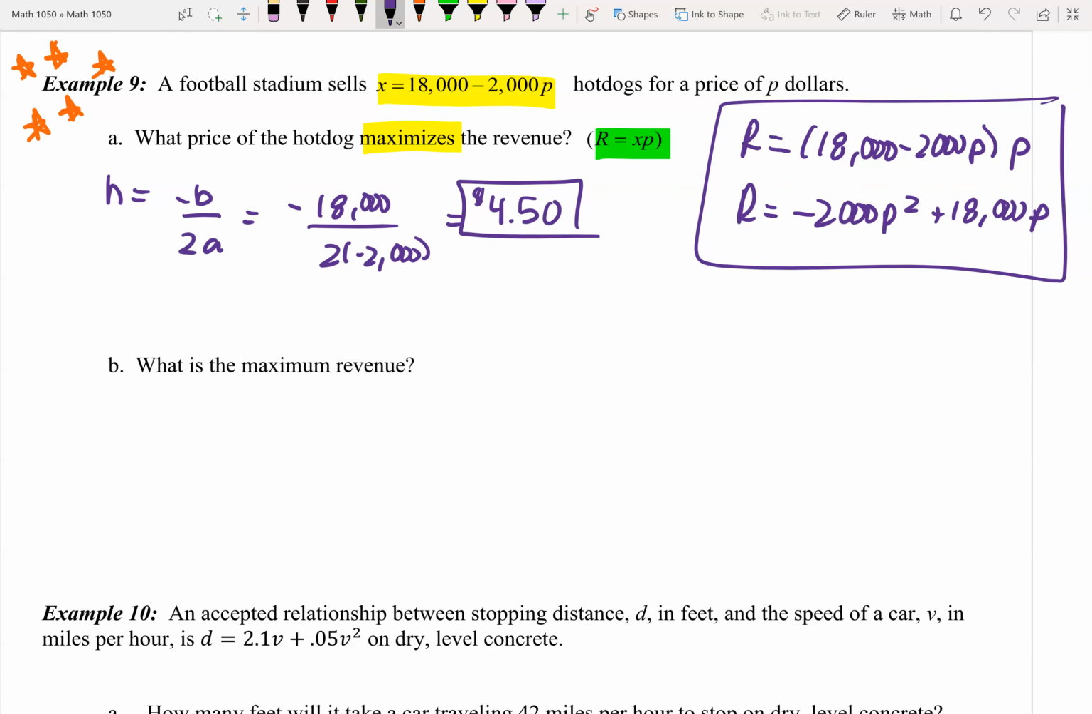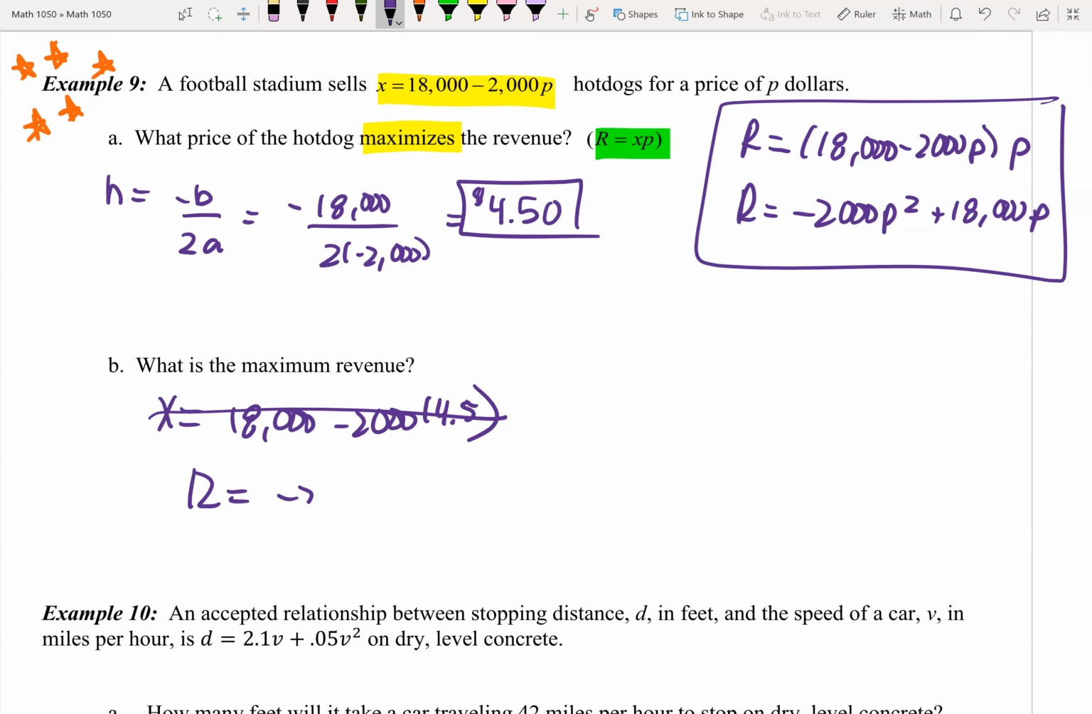Okay, what is the maximum revenue? They want the maximum y. Everybody tell me what to do. Plug it in. So everybody look. x equals 18,000 minus 2,000 times 4.5. Is that right? What did I do wrong? You didn't put it in the... I plugged it back into the line. Yeah, you don't plug it into the line, you plug it into the parabola.